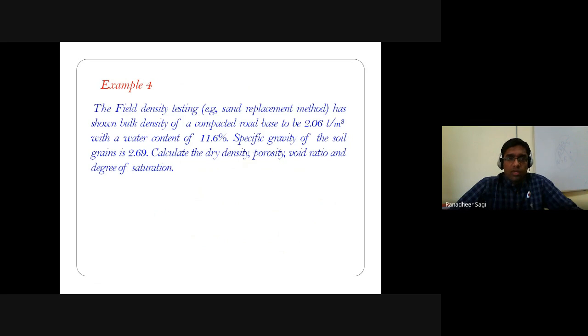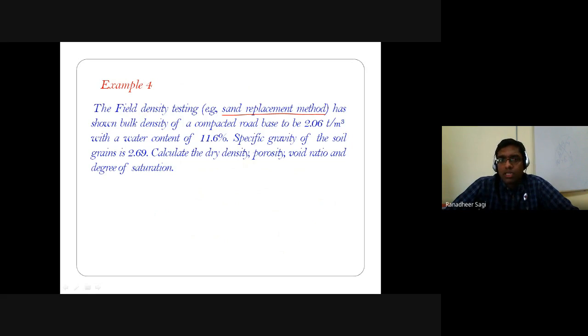Let's look at another problem where we are required to calculate the field density. Sorry, not the field density. It's mentioned that the field density is obtained from what is called the sand replacement method. What is this sand replacement method, and why is it useful? We'll talk about that in the coming lectures. So let us understand.